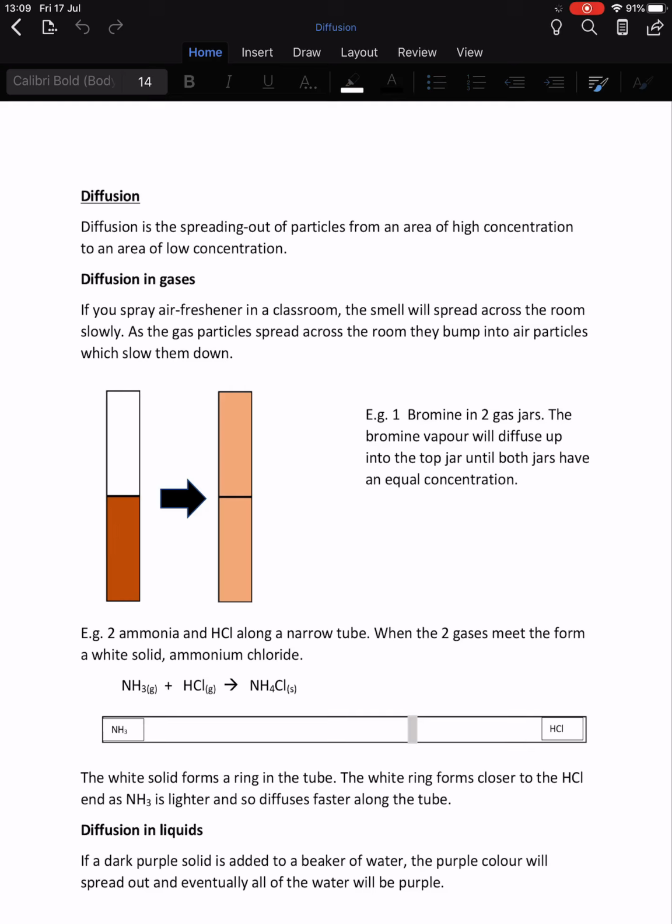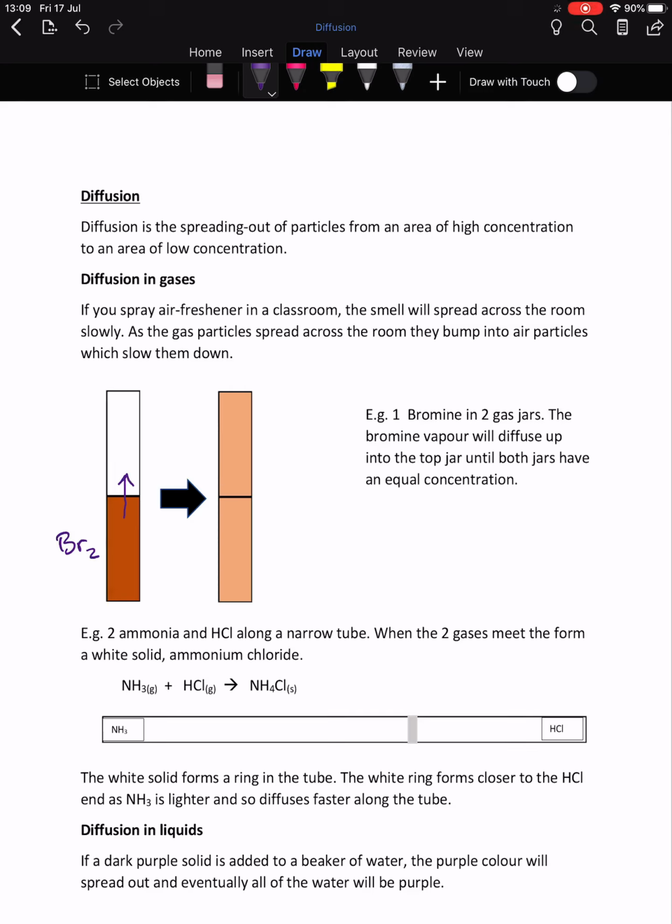We can see diffusion in an experiment with bromine. So here, the bottom container is filled with bromine. The top container is filled with air. Over time, the bromine particles will diffuse up to fill the top container. This will keep happening until both jars end up with an equal concentration of bromine. You can see this as the colour has become slightly lighter as the gas has diffused.